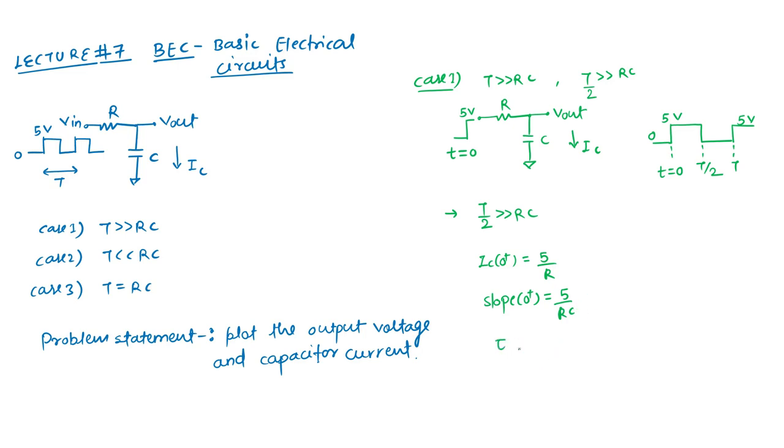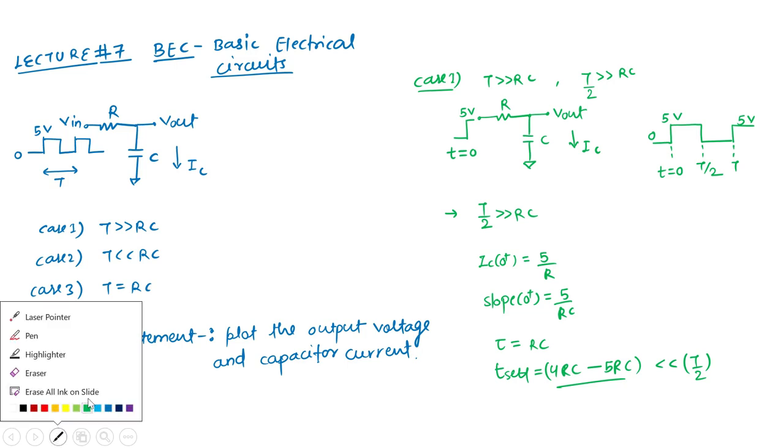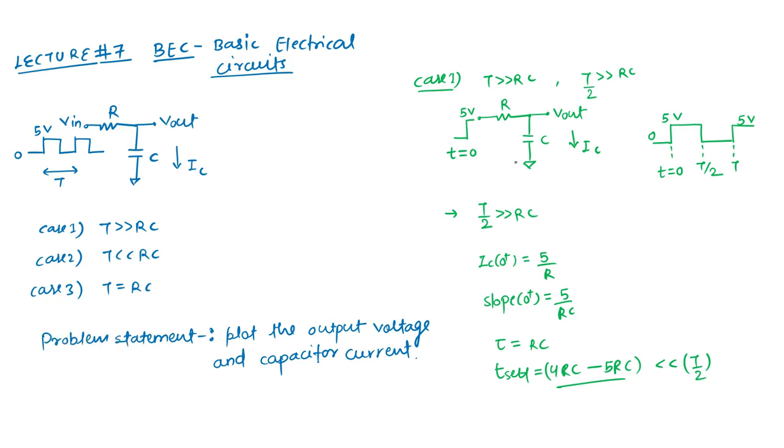So I can say tau is RC. What to speak of the settling time? The settling time is nearly 4 RC, or I should say 5 RC, which is 5 tau or 4 tau. So it is also much smaller than T by 2. So actually, my capacitor will get enough time to charge. Also the same thing will happen when we are discharging the circuit.